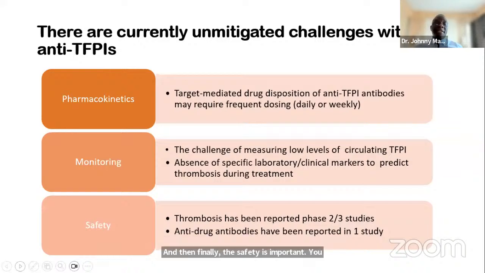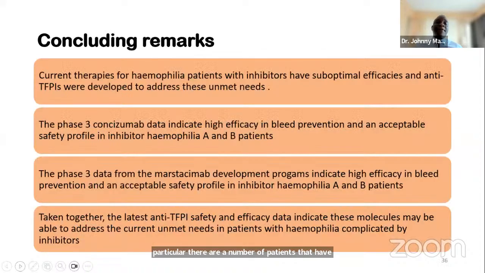You can tell from the data that I've presented, there's a number of patients that have developed thrombosis, and in particular, there are a number of patients that have developed anti-drug antibodies, even though they have no particular impact on the pharmacokinetics and the bleeding tendency. So if I were to summarize these advances in the care of patients with hemophilia, I hope I've shared with you the unmet needs, in particular, the intravenous access, the pharmacokinetics of the drug, as well as the immunogenicity.